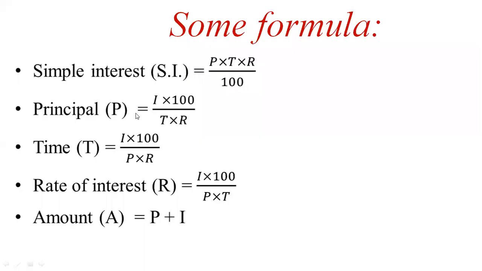And these are some important formulas. Simple interest equals P into T into R by 100, principal into time into rate by 100. Principal P equals interest into 100 by time into rate. Time equals interest into 100 by principal into rate of interest. Rate of interest equals interest into 100 by principal into time. And amount equals principal plus interest. Okay. And now for the next slide.